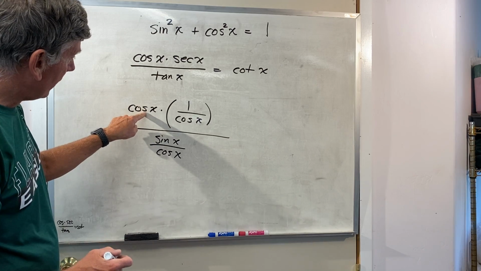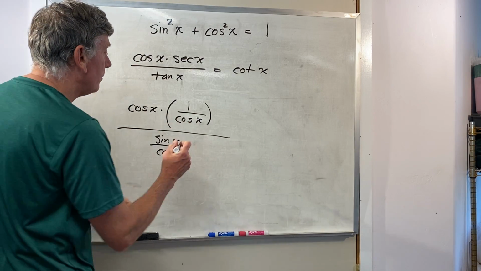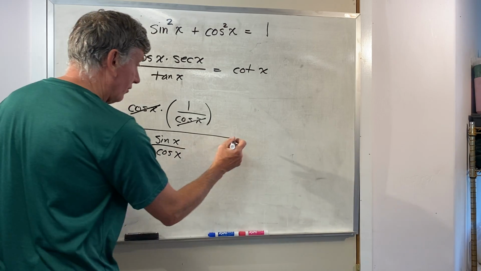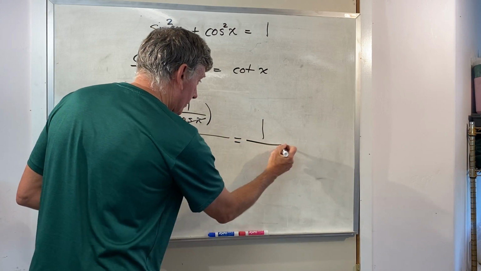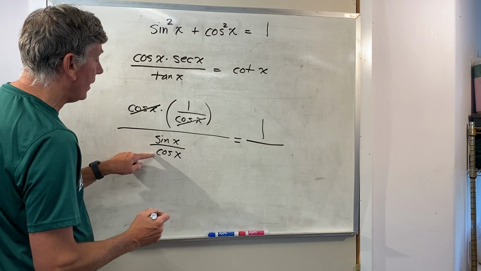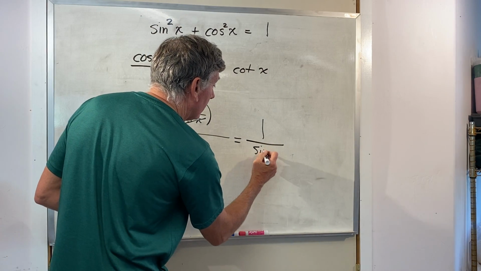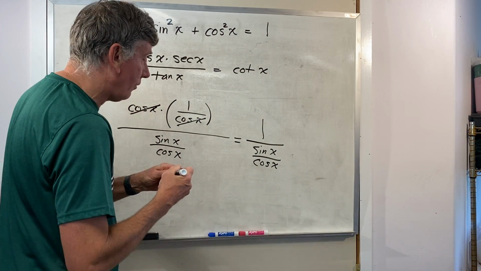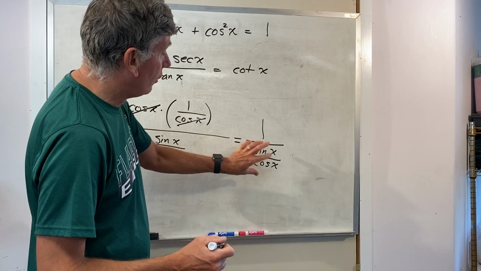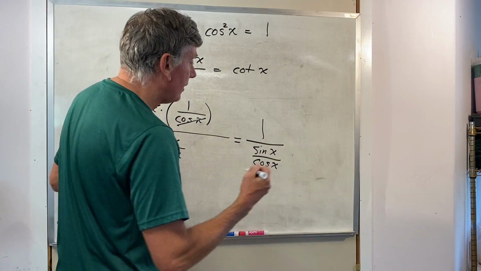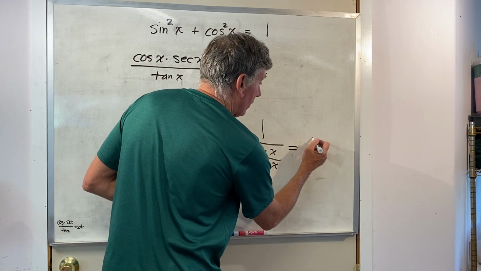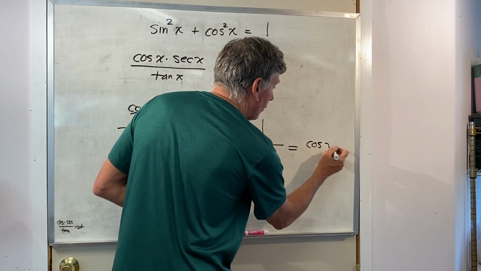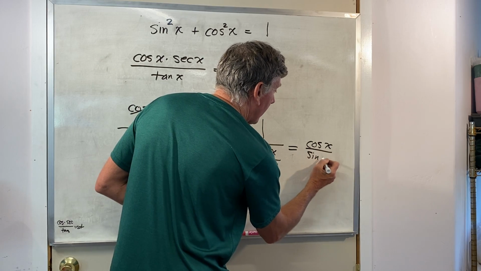So I have cosine of x on top, cosine of x on bottom. I can cancel. And I'm left with 1. On the bottom I have sine of x over the cosine of x. And if you know from your algebra, when you have 1 over a fraction, the fraction is simply the denominator flipped. That's equal to the cosine of x over the sine of x.